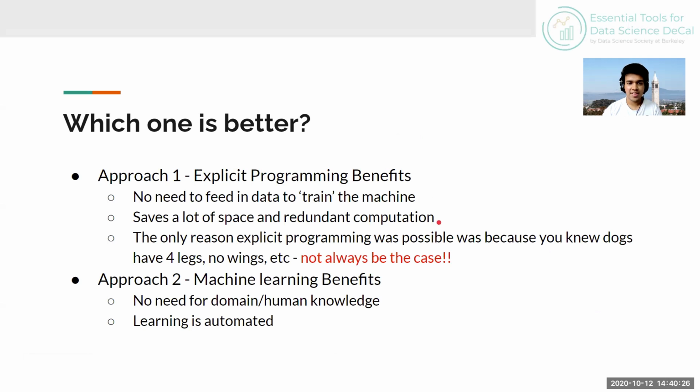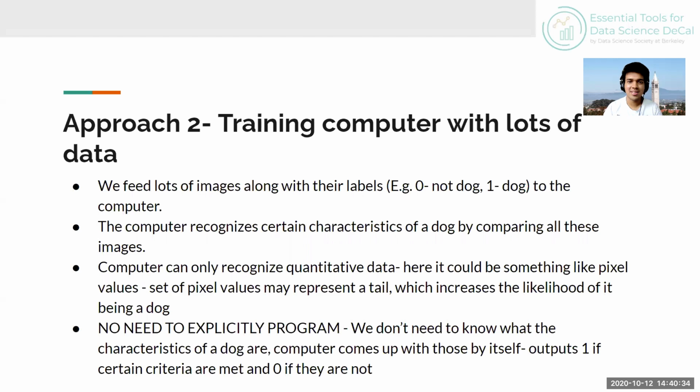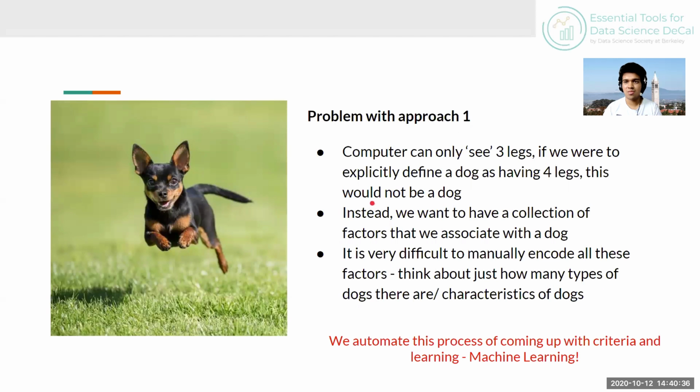And the only reason explicit programming was possible in this case was because we knew dogs have four legs, no wings, etc. But again, as we saw in this example, this does not always work, right? Because this is an example that is a dog, but the computer does not see four legs; it only sees three.